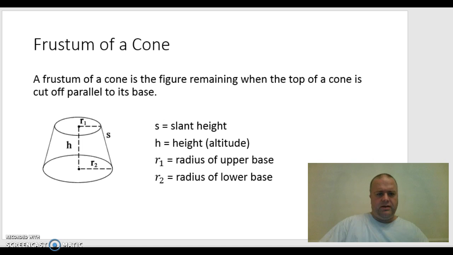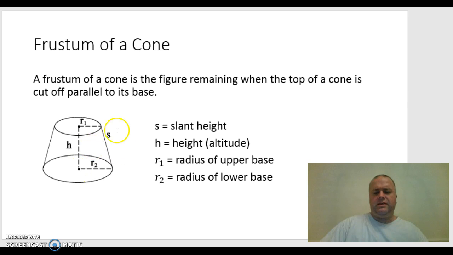Alright, going to the next shape we have. It's the frustum of a cone, very similar to a frustum of a pyramid. We take a cone, we cut off a section of the cone. That slice has to be parallel to the base of our cone, so then we get two parallel bases. We call it base 1 and base 2.